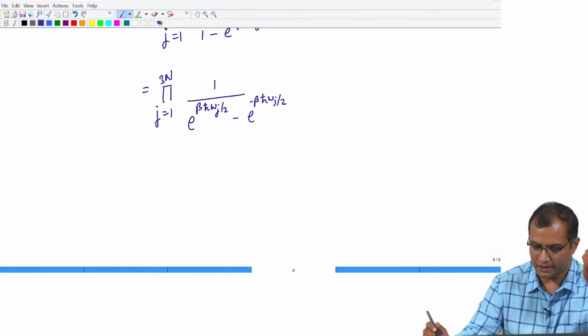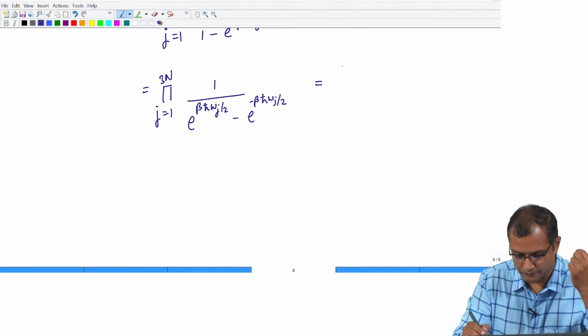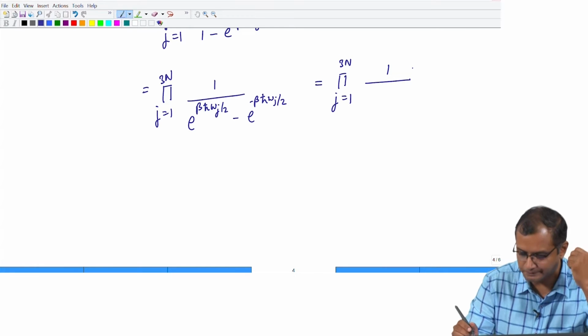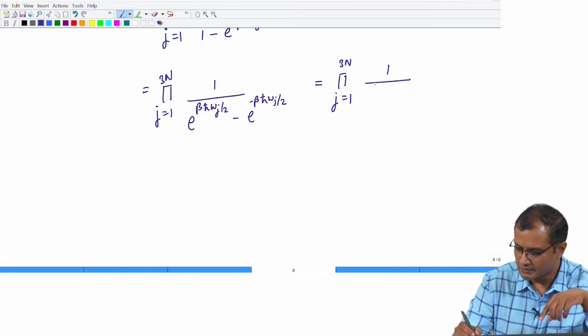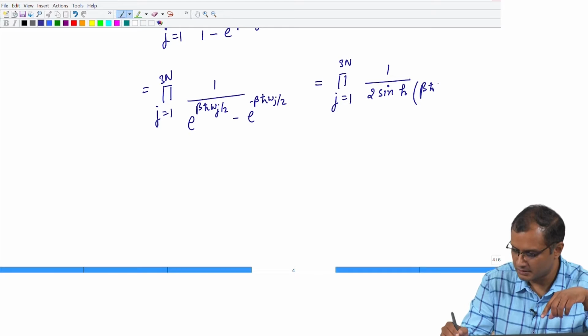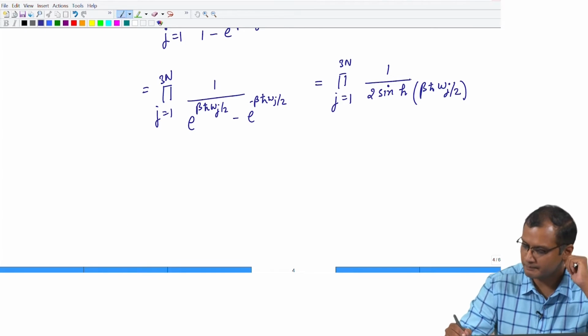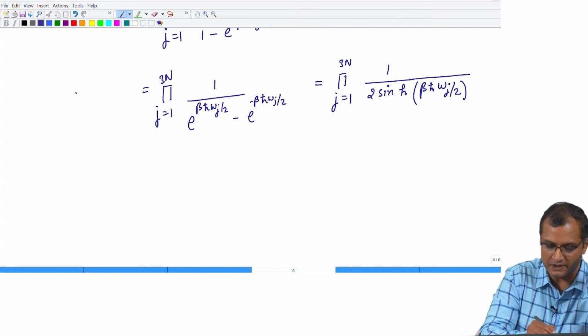And this can be visualized as nothing but a product over 3n terms. I can write it as 1 upon twice sine hyperbolic of beta h cut omega j by 2. So this is nothing but our partition function.